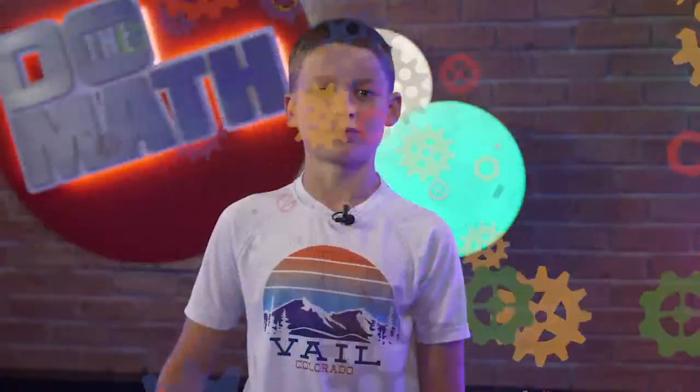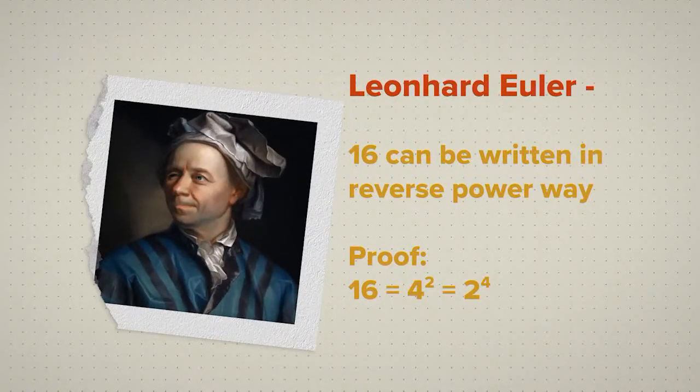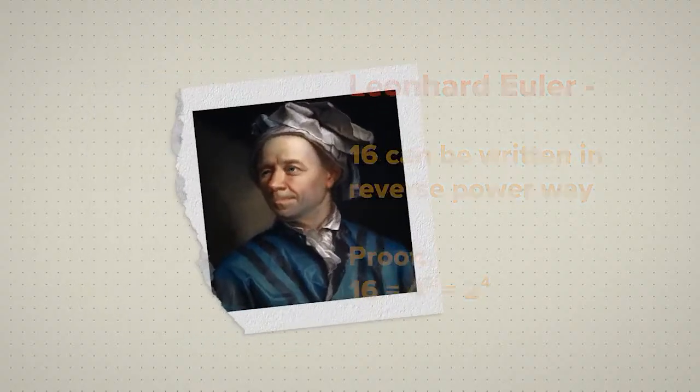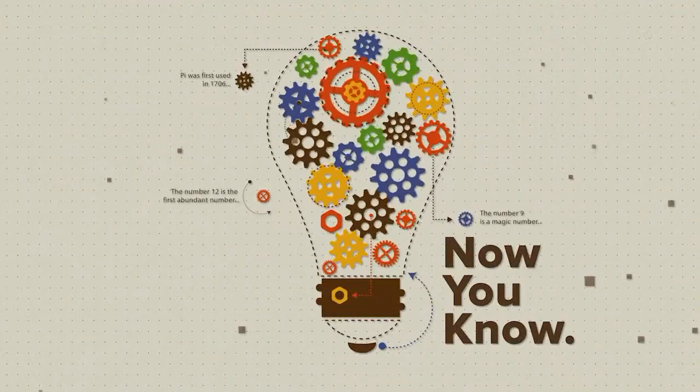Did you know that the number 16 is the only number that can be written in a reverse power way? Leonard Euler proved this with the equation 16 equals 4 to the second power, which equals 2 to the fourth power. Now you know.